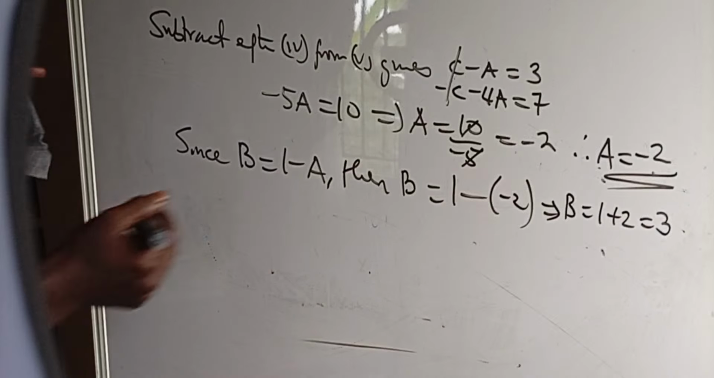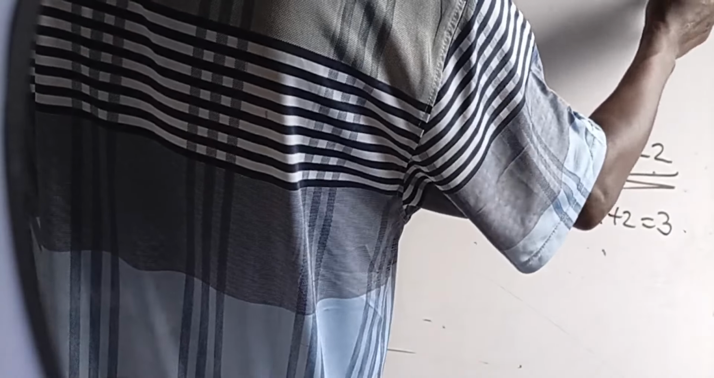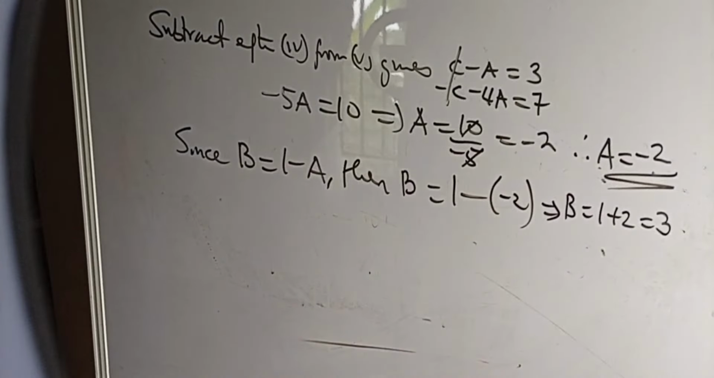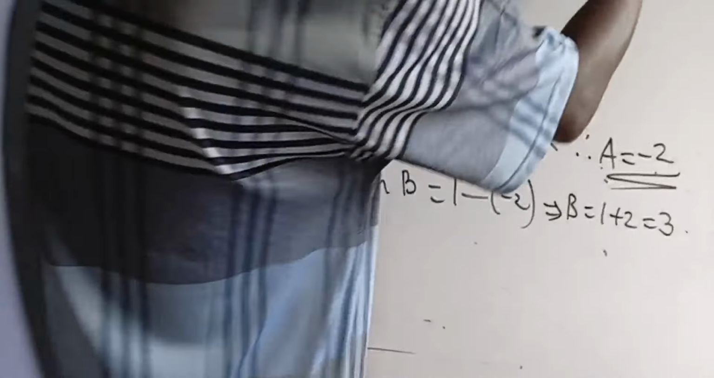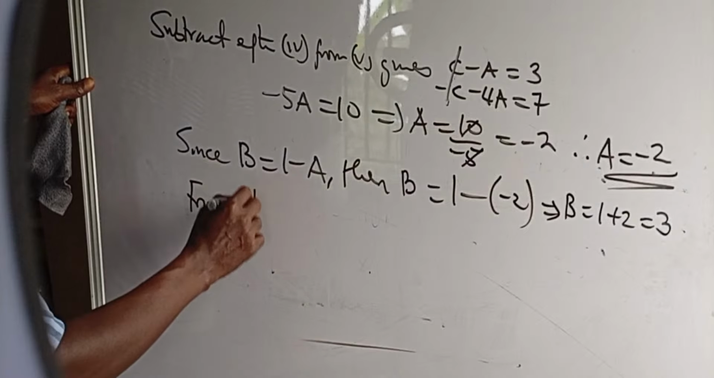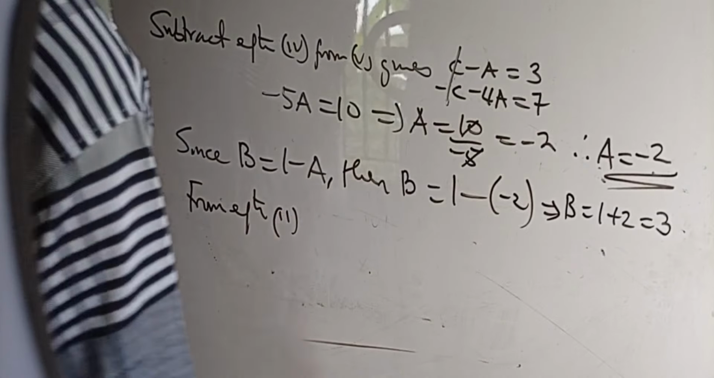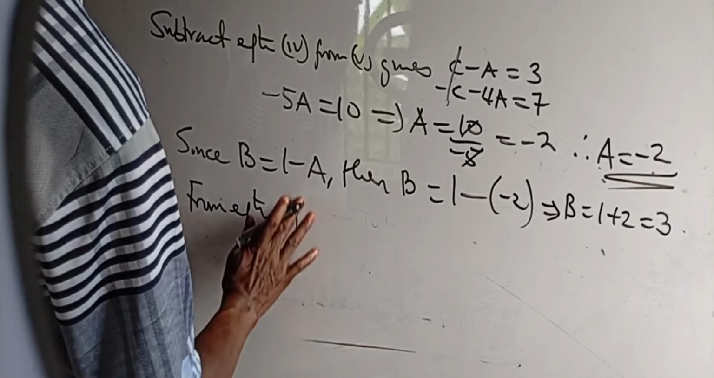We have gotten A. Let me write this somewhere: A is minus 2, B is 3. Now, how do we get C? Wow, so simple. Remember, in one of the equations, is it equation 2? I think it's equation 3.